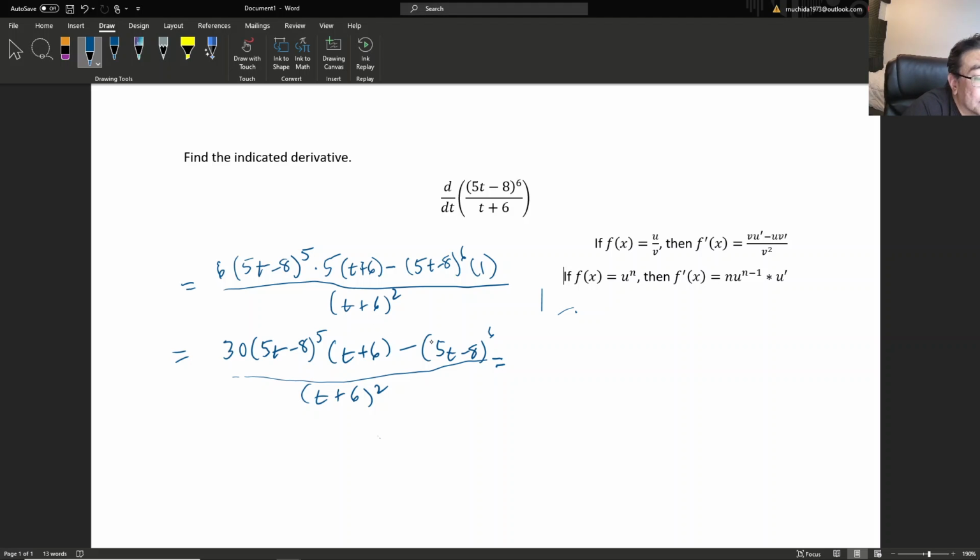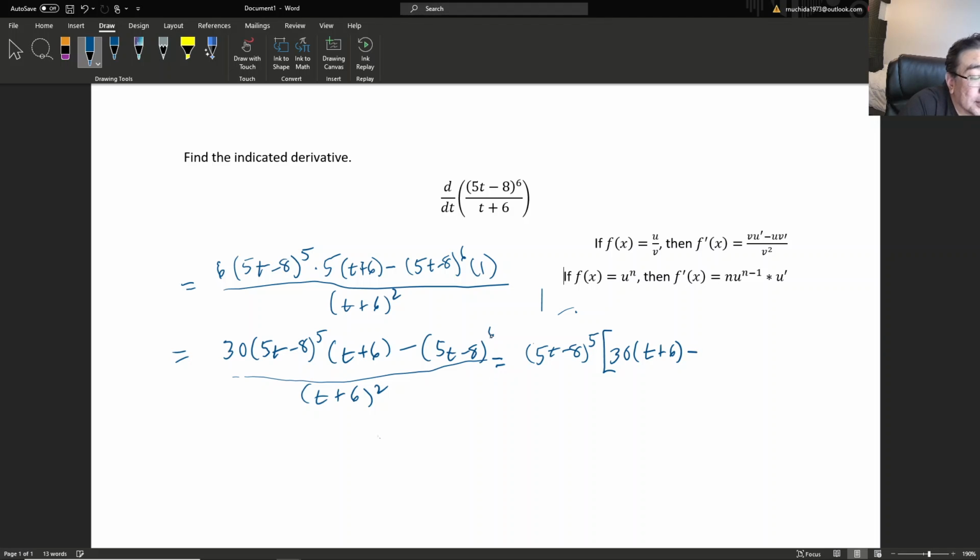Now the way you could simplify this is, if you notice, both of the terms in the numerator have the factor of 5t minus 8, and the smallest number of them that show up is, we have 5 of them here, we have 6 of them here. So what we could do is factor out 5 of them from both. So we could factor out the 5t minus 8 to the 5th. And then when we do that, from the first term we'd still have that 30 times that t plus 6.